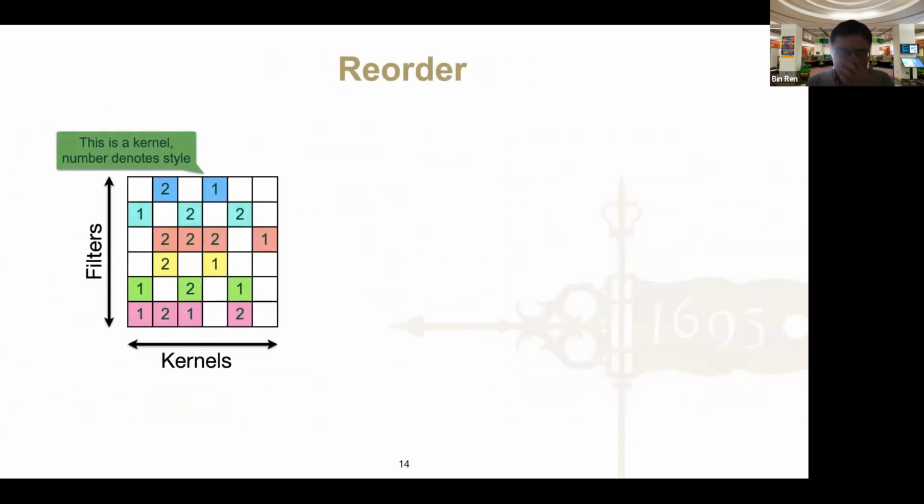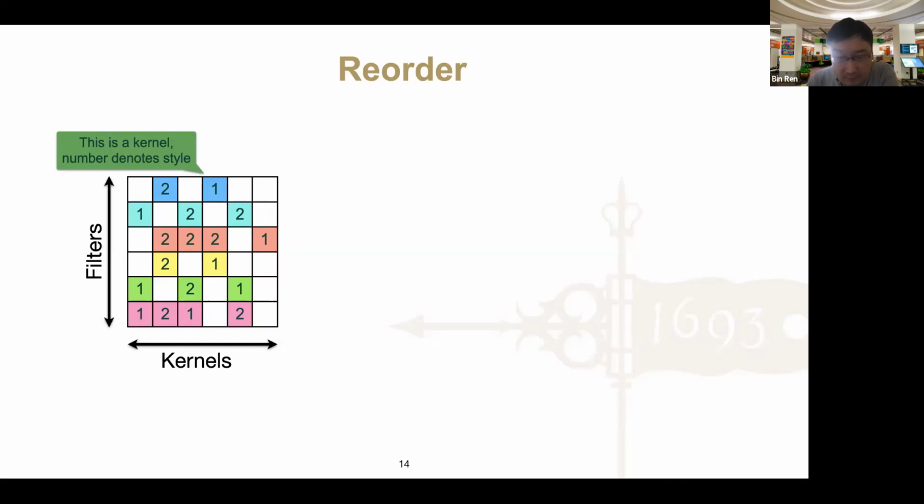First, let's look at the filter kernel reorder. In this figure, we show a layer of a DNN. Each cell represents a kernel, and each row represents a filter. A filter has multiple kernels, and on each kernel we have a number, and this number denotes the pattern ID of this kernel. The empty kernels mean we pruned this kernel completely by the connectivity pruning. So after our pattern-based pruning, we are going to get a model that looks like this.